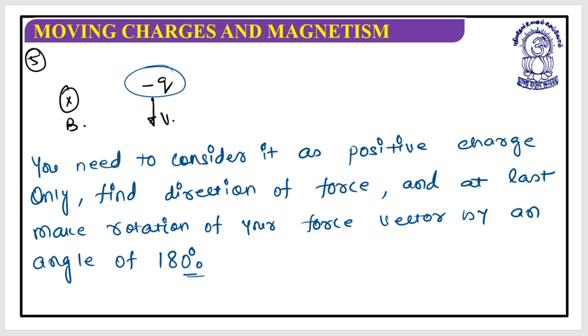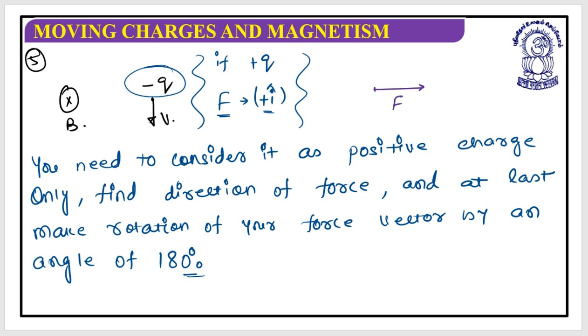If it is a plus q charge, with the magnetic field inside the plane and V moving in the downward direction, then the force would be in plus i cap. Yes, this was the situation. Now in reality it is minus q. So what you need to do is rotate your force vector by 180 degrees. That means, according to the plus q charge, this should be the direction of the force.